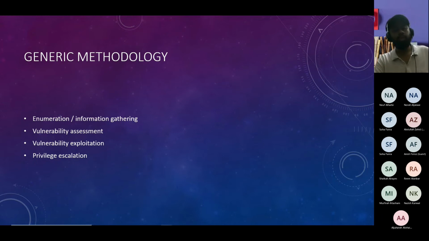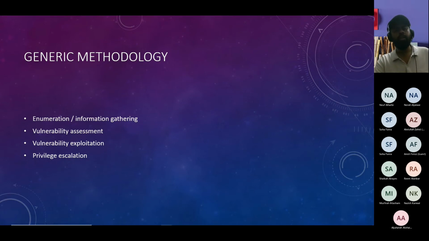You see, initially, a phase is called enumeration, that is information gathering of the asset. Then it is vulnerability assessment. Then it is vulnerability exploitation. Then the next phase is privilege escalation. But just to give you an overview of these four points.